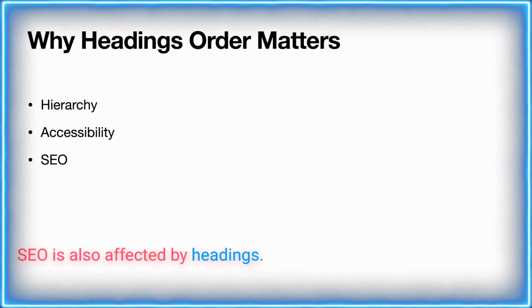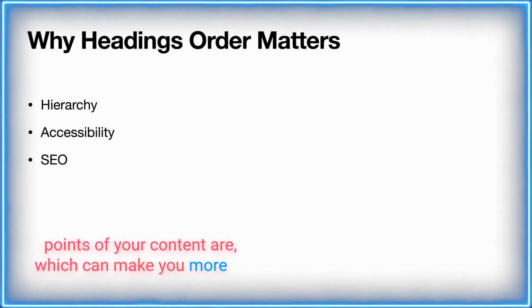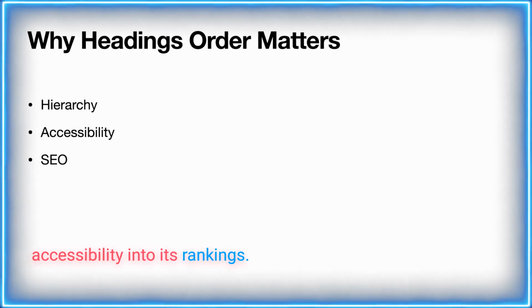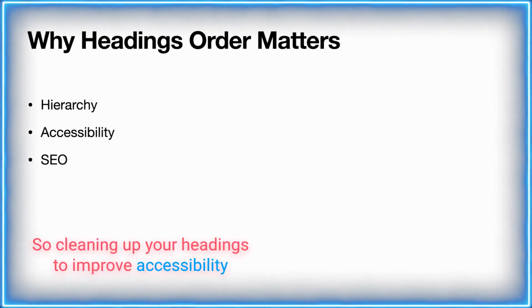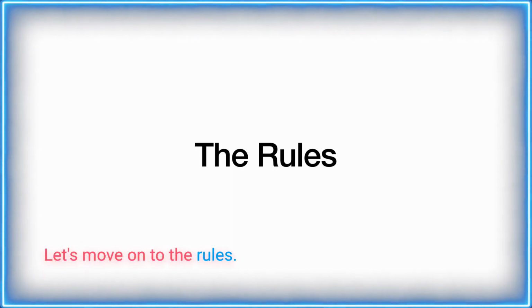SEO is also affected by headings. Search engines look at headings to understand what the main points of your content are, which can make you more or less relevant for certain search terms. Plus, Google factors in accessibility into its rankings, so cleaning up your headings to improve accessibility will also improve your SEO. Let's move on to the rules.